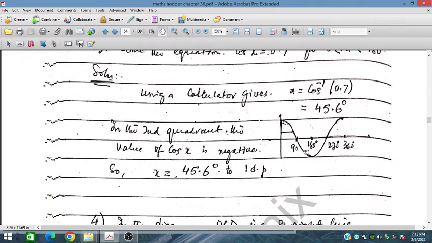So this is the trend or the curve of a cosine for 90, 180, 270 and 360 degree and intermediate values.